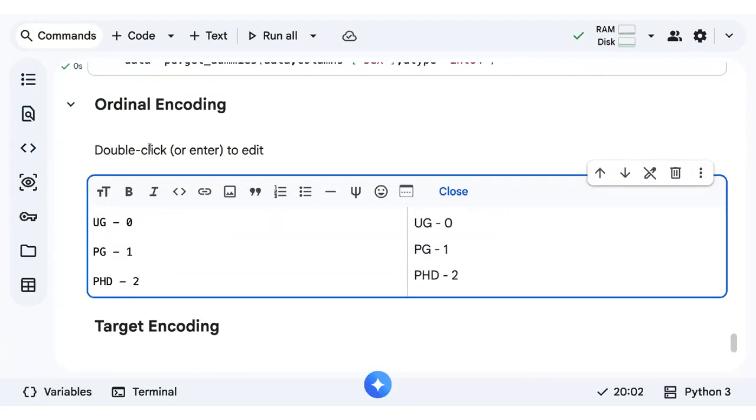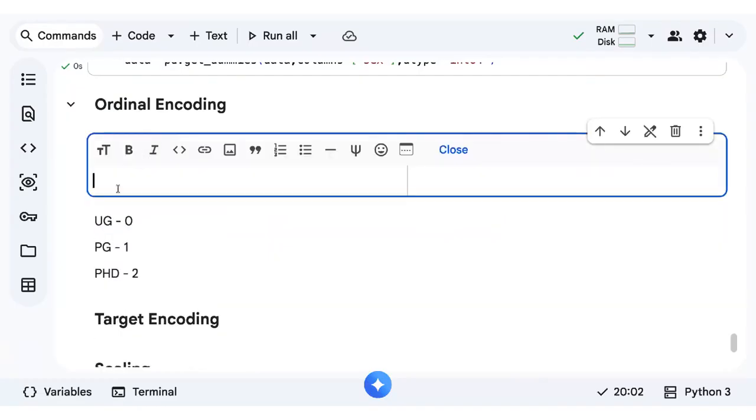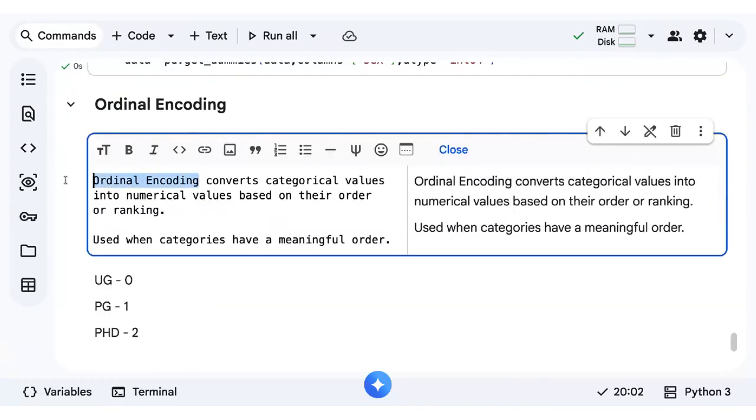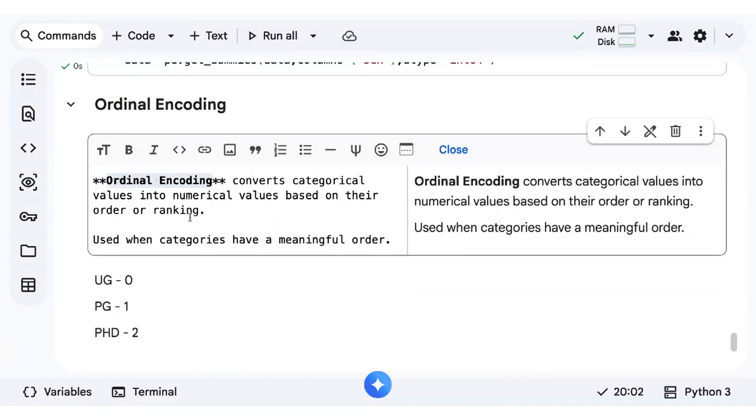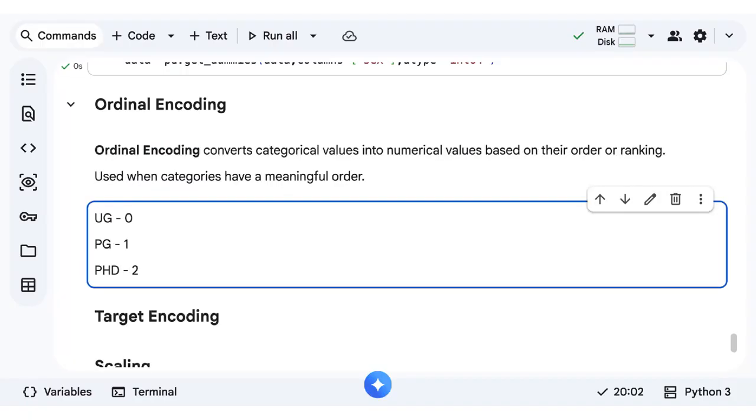So we call this ordinal encoding. Ordinal encoding, in the sense, just converts your categorical values into numerical values based on their order or ranking. Whichever has the highest ranking, highest importance, will get a bigger number, and less importance will get a lesser value. Got it? Understood. Order matters. Yes. Okay.